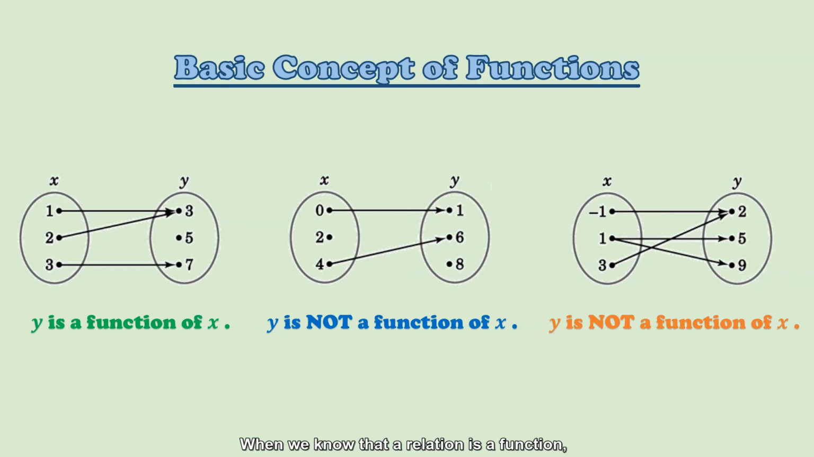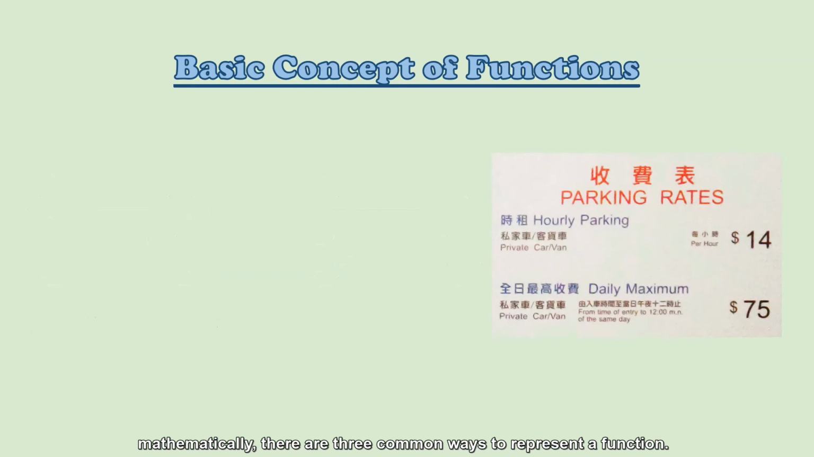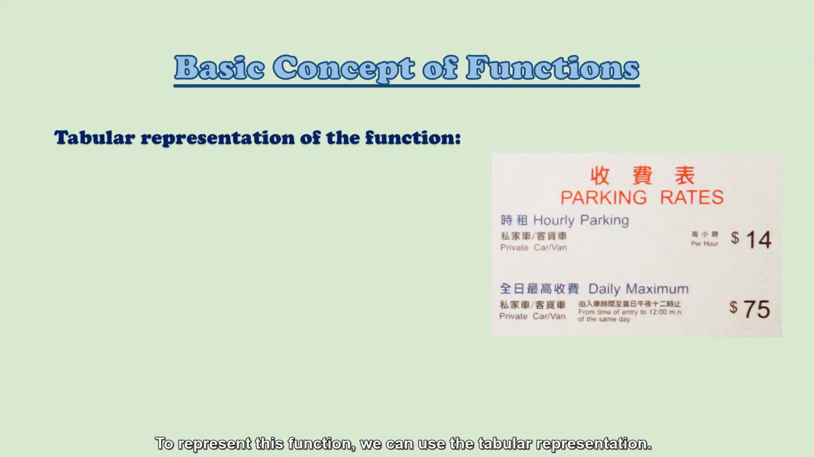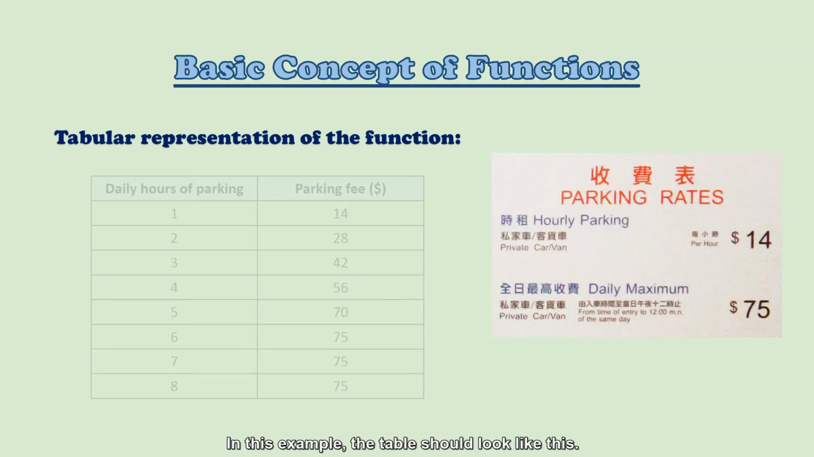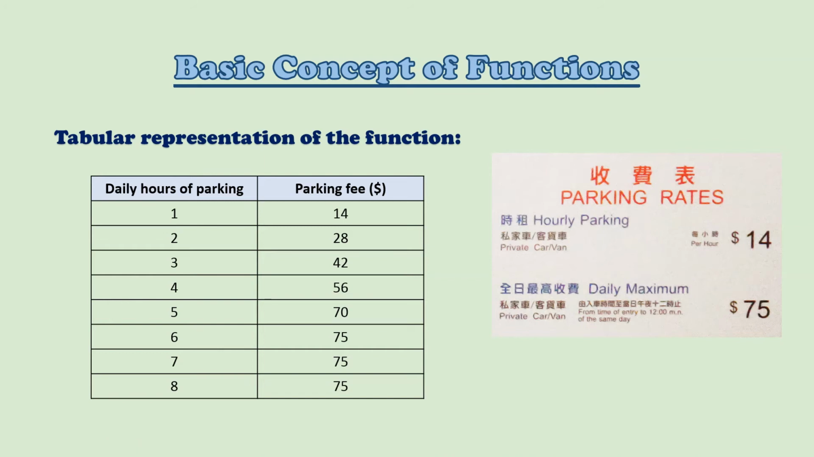When we know that a relation is a function, mathematically there are three common ways to represent a function. Let's take a look at this parking fee example again. To represent this function, we can use the tabular representation. Tabular means we use a table. In this example, the table should look like this. The left column is the input values, and the right column is the output values.